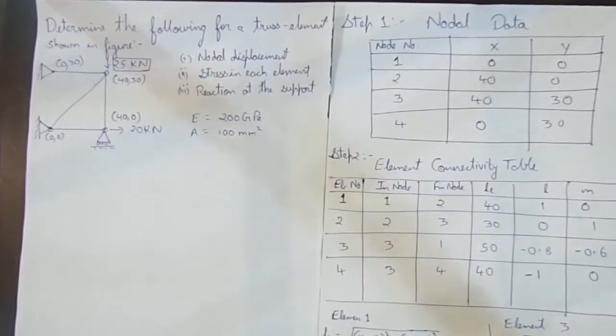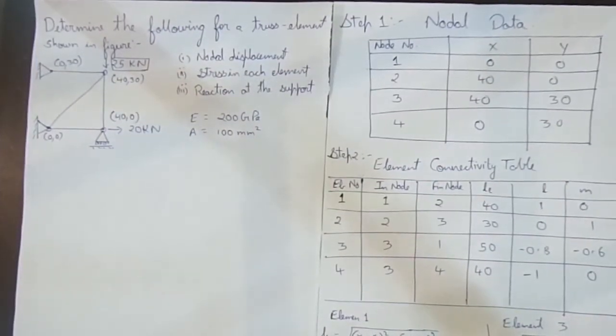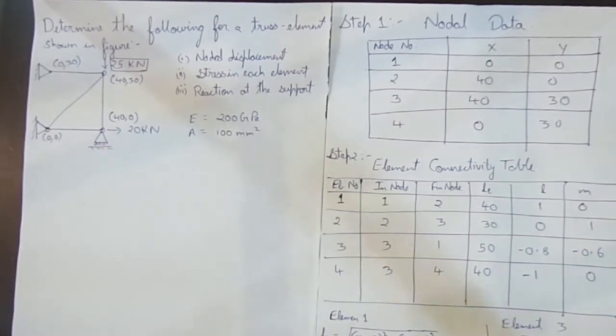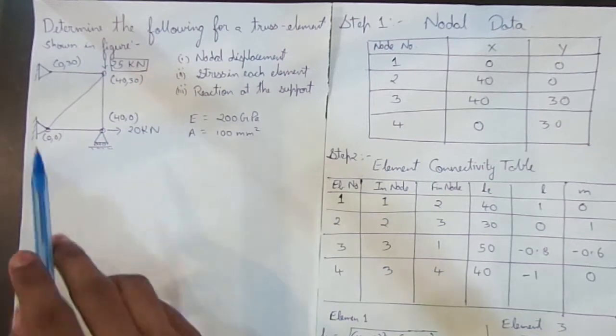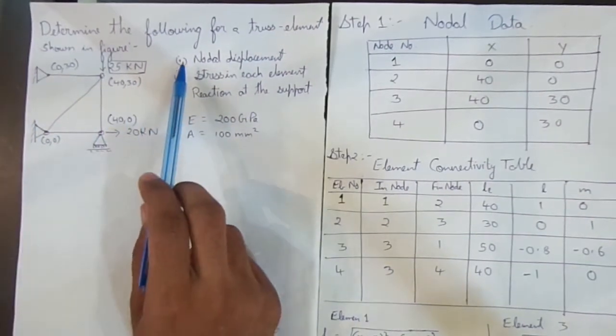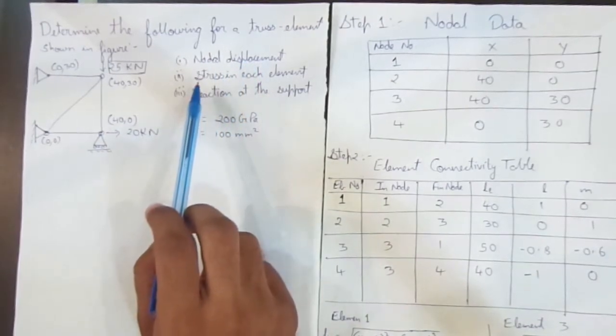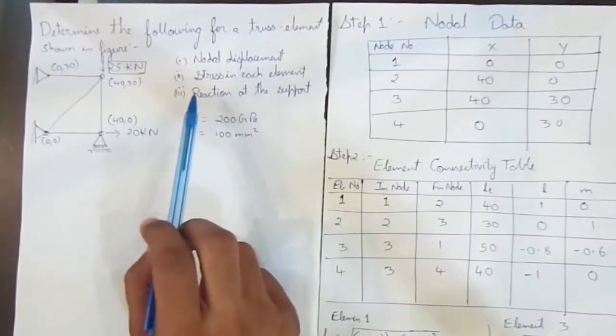Okay guys, so this is the problem we have. We are going to solve this problem. Now let us see what is the question. It is given that we have to find the following things for the given truss element. Now the figure is shown here, and these are the three following things which we need to find. First is nodal displacement, second is stress in each element, and reaction at the supports.